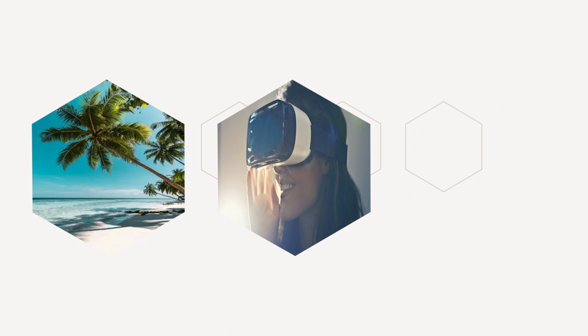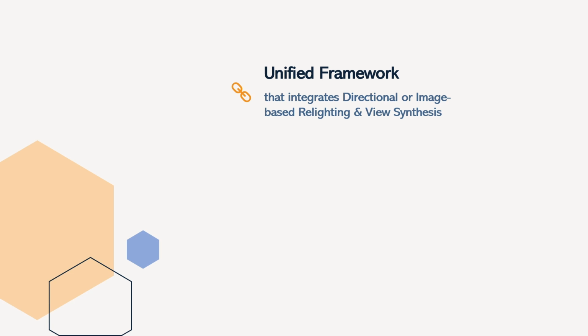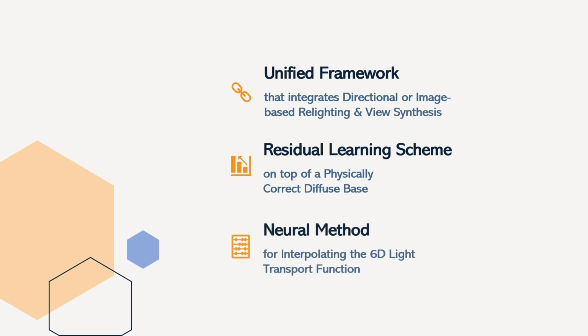View synthesis and relighting have a lot of real-world applications, such as phototourism, VR, and data generation for machine learning. However, existing techniques can only handle one of the tasks, impose too many constraints, or have noticeable flaws. Neural light transport for relighting and view synthesis introduces several concepts to address these challenges: a unified framework that integrates directional or image-based relighting and view synthesis, a residual learner scheme on top of a physically correct diffuse base, and a neural method for interpolating the 6D light transport function.